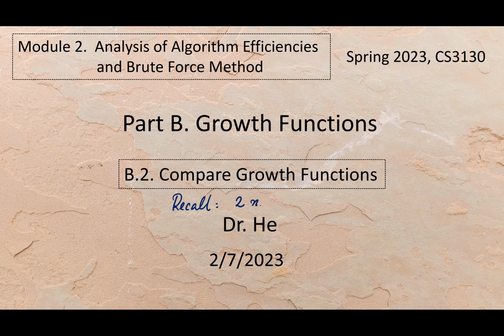We have two methods for the element uniqueness problem. Anyway, two methods, but we didn't compare these two methods, right? So we will do the comparison here, okay? But we compare their growth functions, because we just learned those growth functions. So here, for simplicity, we just compare their growth functions. All right, so let's do that.